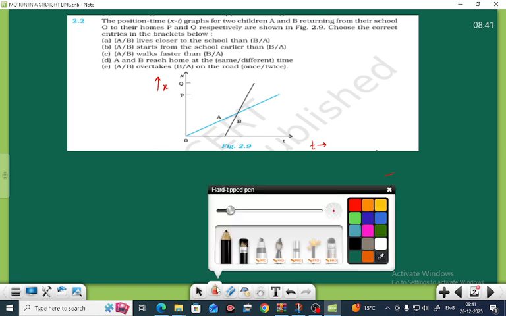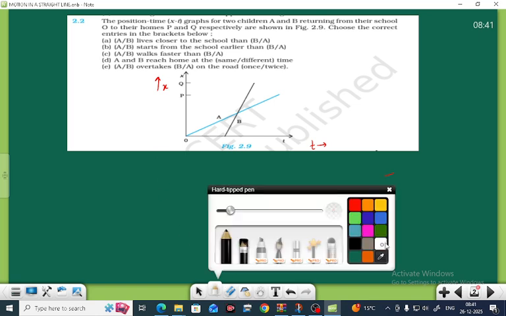And graphs for two children returning from their school to their homes, P and Q respectively, are shown in figure 2.9. Choose the correct entries in the brackets below. A or B lives closer to the school than B or A. How to find that, I am going to discuss with you.